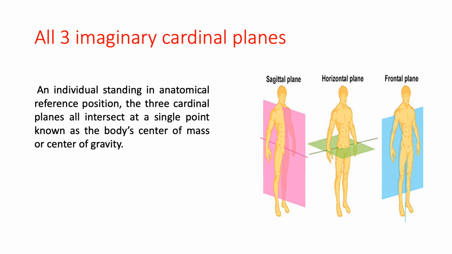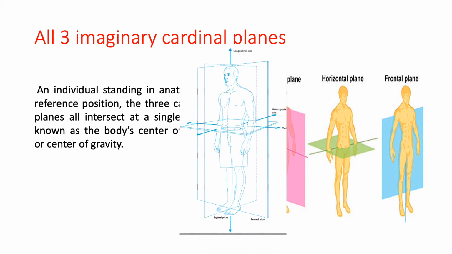For an individual standing in the anatomical reference position, the three cardinal planes all intersect at a single point known as the body's center of mass or center of gravity. So in terms of these imaginary planes, when these three cross, there is one point where all three intersect like this. So here is the point where all these three planes, the pink one, the green one, and the blue one, sagittal, frontal, and horizontal plane, are intersecting, almost about this point, and this point is known as the center of gravity or center of mass.